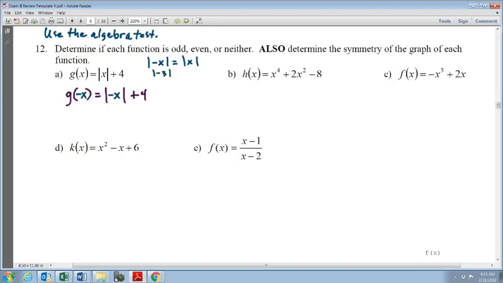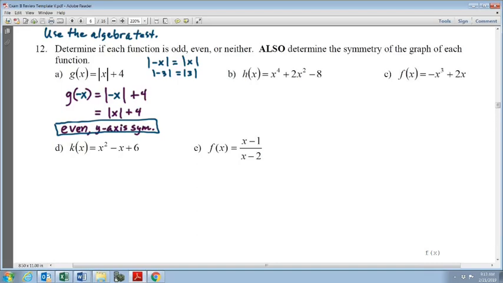As an example, the absolute value of negative 3 is equal to the absolute value of 3. They both equal 3. So this is true for any value. And so we can just replace the absolute value of minus x with the absolute value of x. And so notice this function doesn't change. And so this is an even function because we got the original function back. And if it's an even function, we know we have symmetry with respect to the y-axis.